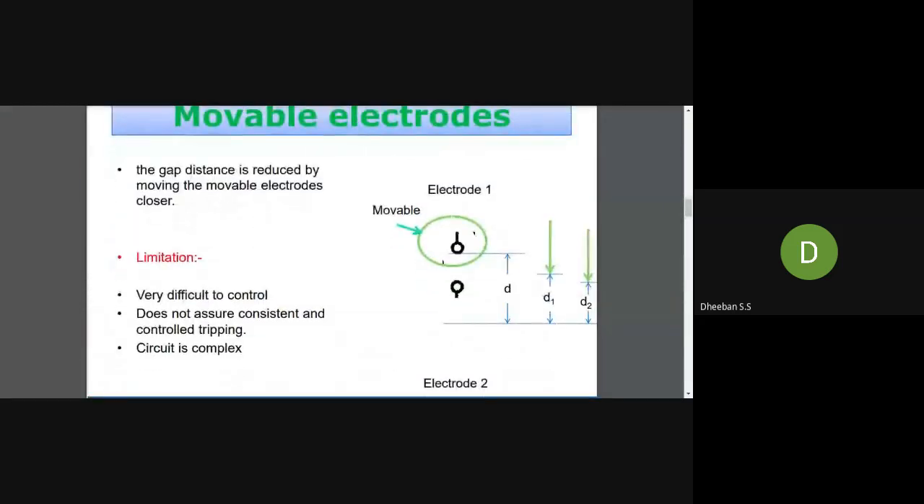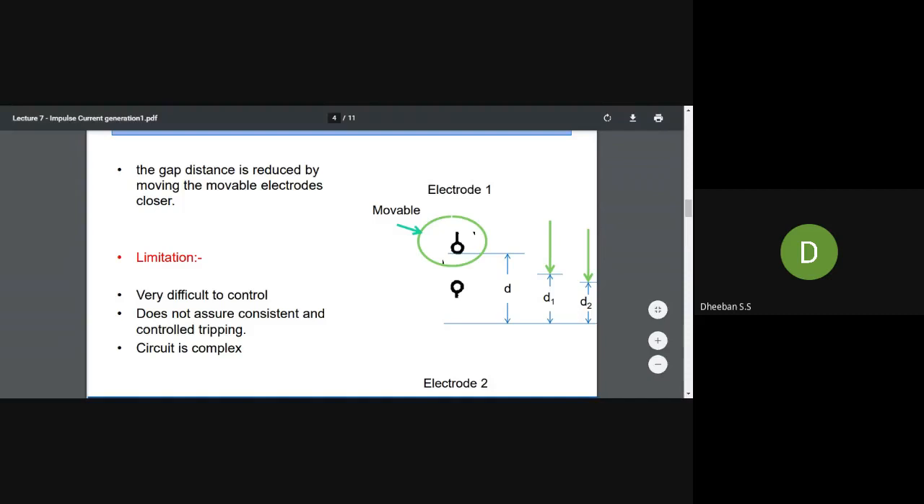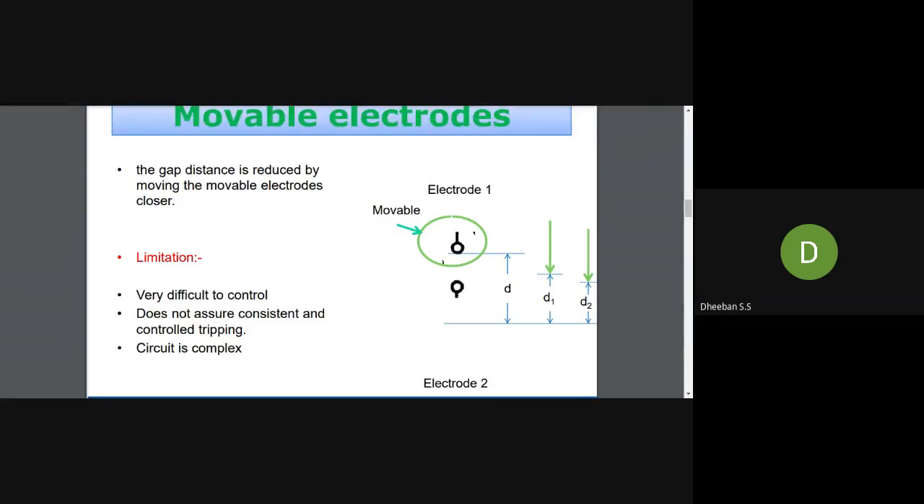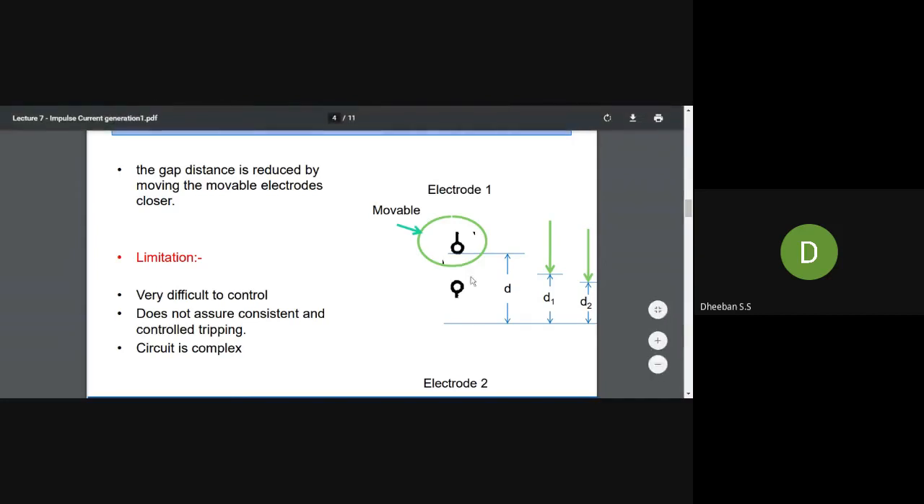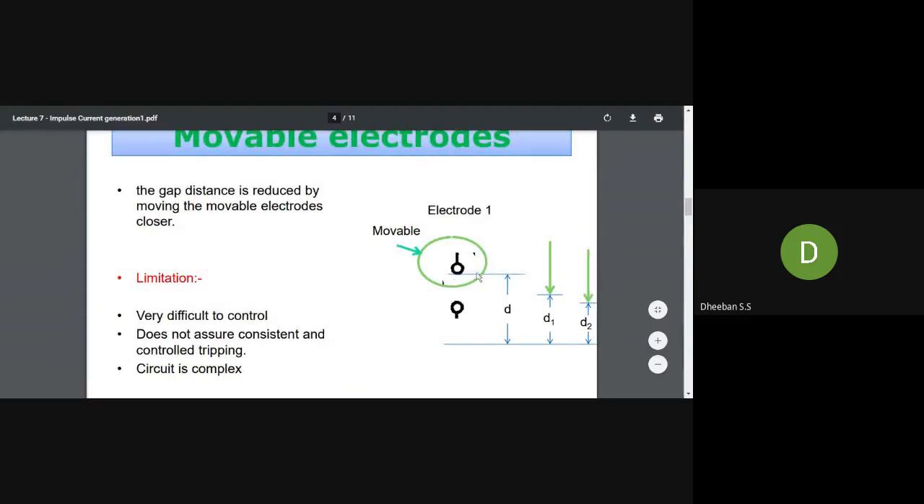So, the movable electrode. Here you can see it is similar to your sphere gap concept. In general, what happens is that the gap distance will be reduced. This gap distance is the one upon which your voltage will depend. This one we have already seen in your previous lectures.